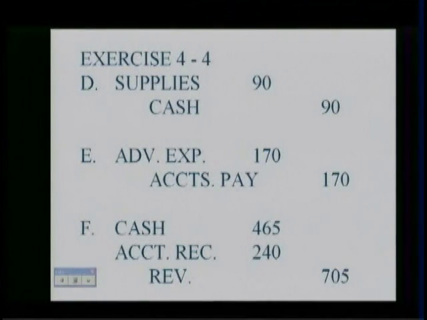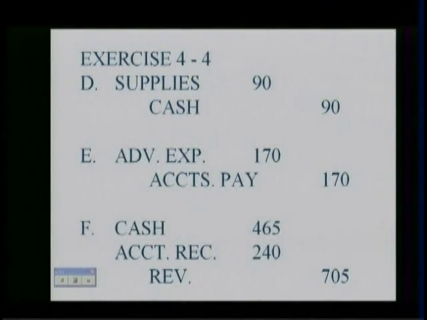In E, the advertising flyers and the newspaper ad cost us $170. That's an expense. Now an expense is increased with a debit. So we would debit expense $170, and we owe that money, so that's a liability. We increase a liability with a credit. So we show it moved over to the right a little bit, $170 credit to accounts payable.